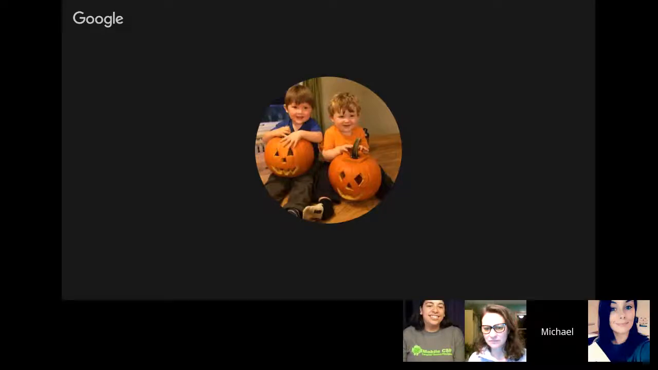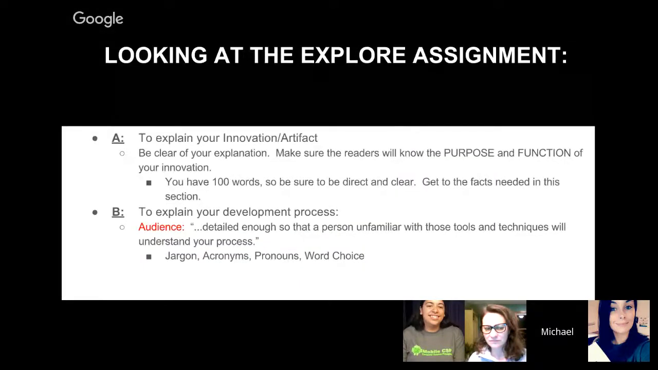Letter B here, that a person unfamiliar with those tools and techniques will understand your process. That would seem to be a part where jargon, acronyms, pronouns, word choice, all of that is paramount. Like, it becomes incredibly important that you are clear there. And it would seem like putting the audience idea in there is letting the writers know that it's important that this process is understandable to a variety of people.